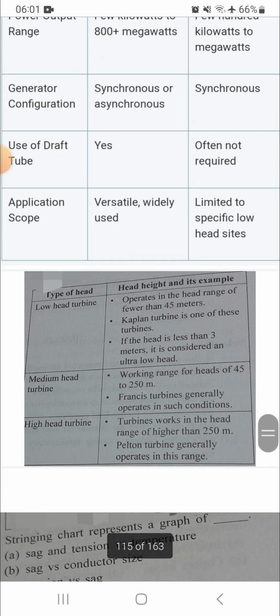Type of head: the low head turbine operates in the head range of fewer than 45 meters, the medium head turbine works in the range of 45 to 250 meters, and high head turbines work in the head range of higher than 250 meters, and the Pelton turbine generally operates in this range.